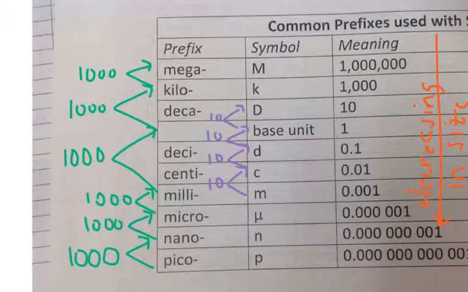And then there's a couple 100s. From milli to deci, there's 100 millis in a deci. From centi to the base unit, that's 100. Think about like there's 100 centimeters in 1 meter. And then from deca to kilo, that's also 100. So those are our weird ones. Everything else is 1,000. So you need to know what the prefixes are, what their symbols are, and what they mean.